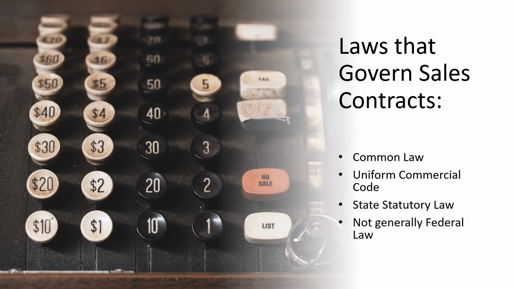So, laws that govern sales contracts. Those laws are the common law, the Uniform Commercial Code, which we're going to be talking about, state statutory law, but generally not federal law. So again, laws governing sales contracts were concerned with common law, the UCC, and state statutory law.